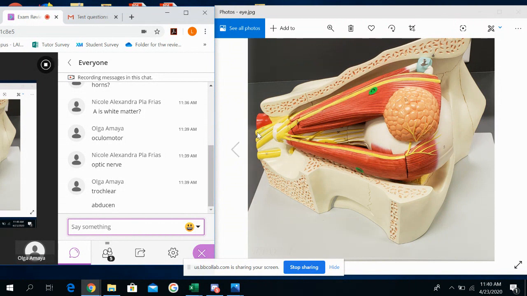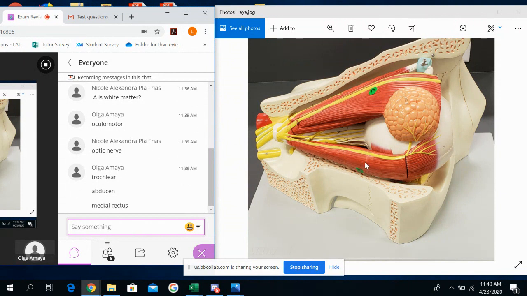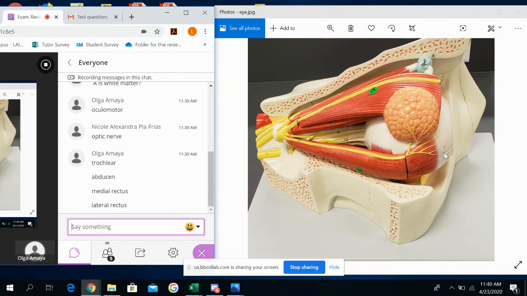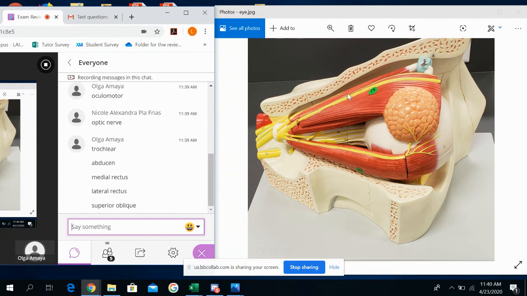So, okay, let me ask another question then. What are the muscles of the eye? We have six of them. You can see them here, kind of. Okay, so you have medial rectus, which is on the other side of here. You have your lateral rectus. Good job. What about this one? What is this one called? Okay, you have your superior oblique, which is the one that you see here going down. It's under your superior rectus. This one's the superior rectus.